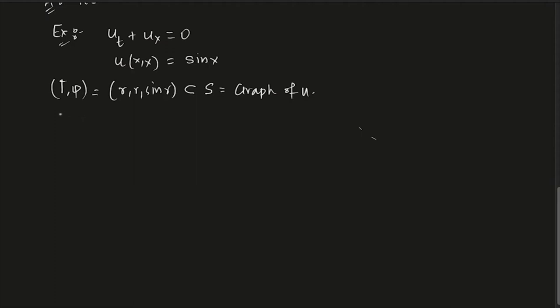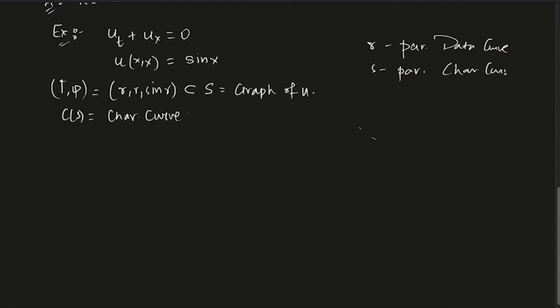And C of s is the characteristic curve. s is parameterizing the characteristic curve, r is parameterizing the data curve. So r parameterizes the data curve, and s parameterizes the characteristic curve, right? Okay, now let us solve this problem. You guys already know, I am not writing all these characteristic equations, because you already can do that. We saw it in the earlier classes. Let's say that's one and that's two. If I just solve one, what do I get?